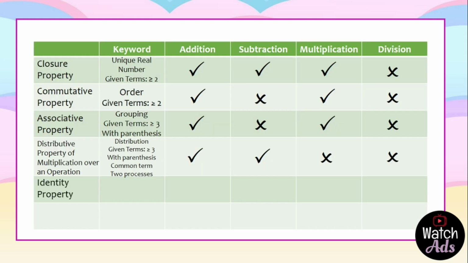Going back to our table, the identity property, our keyword is the same value or the value did not change. The given is a term and 0 or 1. Now we can easily identify if we are applying identity property in an equation because we can normally see the 0 if the operation is addition or subtraction and 1 if the operation is multiplication or division. Now for addition, identity property is 0. For subtraction, it's 0 also. And for multiplication and division is 1.